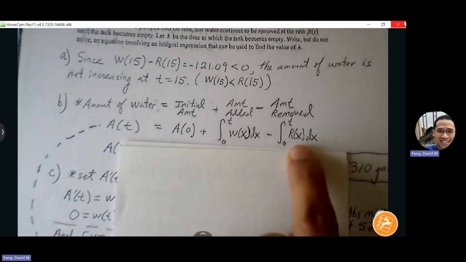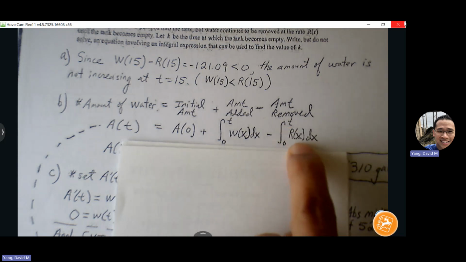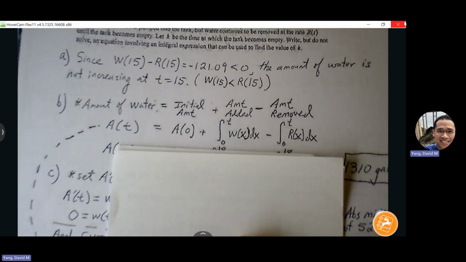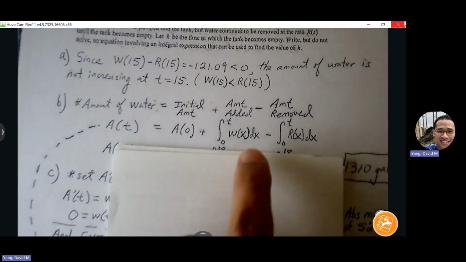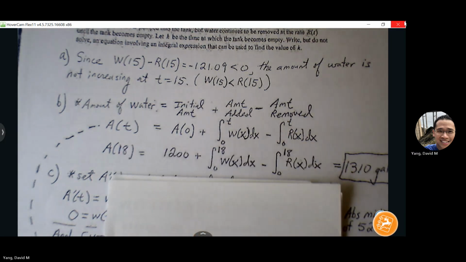And then since R of t is the rate at which water is being removed, we can say the integral from 0 to t of R of x dx. Okay, so that's the formula. And then for part B, it's saying to the nearest whole number, how much water is in the tank at 18 hours? So we just do what? Replace every t with what? 18, and just make the calculator do all the work for us.